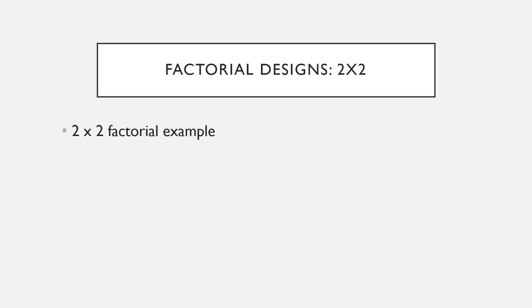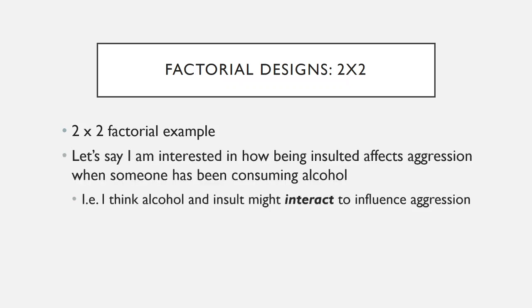So I'm going to show you examples of these again because it's not until you see different examples of different factorial designs that you start to get a handle on what it actually means. Okay, so let's say I'm interested in how being insulted affects aggression when someone has been consuming alcohol. What this research question basically is interested in is whether or not alcohol and insult interact to influence aggression. This is again a type of moderation. This would be the kind of research question that might be applicable to a factorial design.